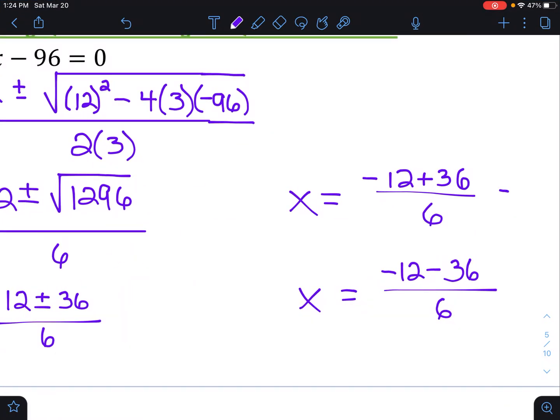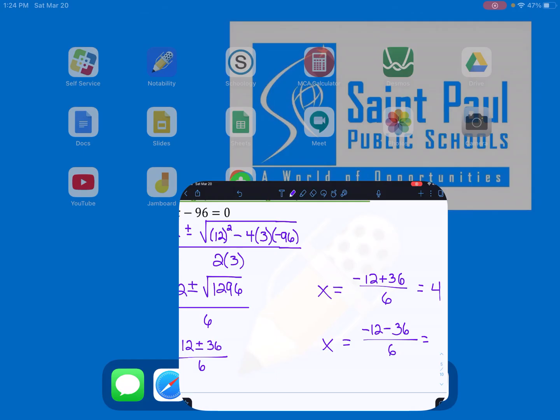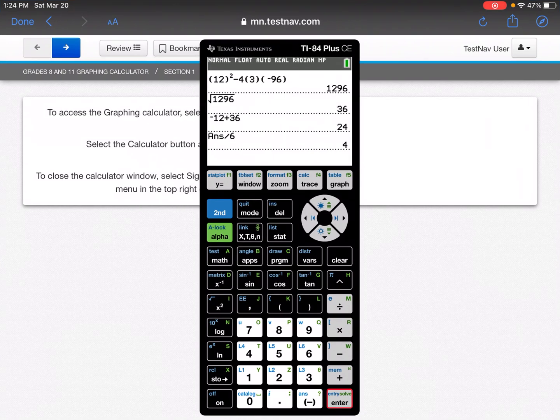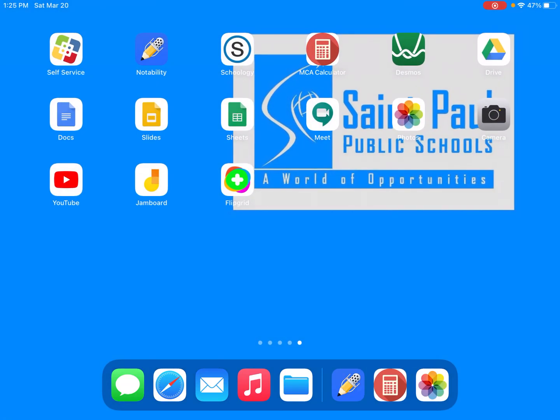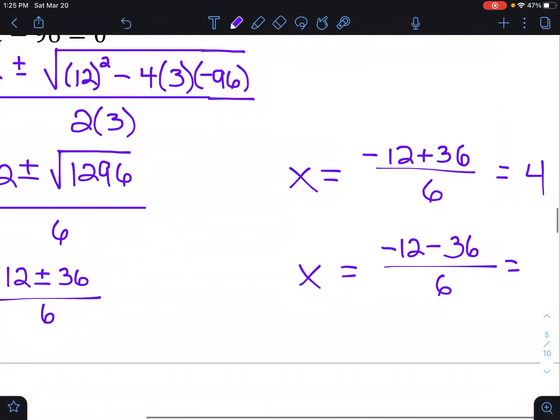Okay, so this is 4. And then here, negative 12 minus 36. Hit enter, divide by 4. If you don't hit enter after that top part, you got to simplify the top before you can divide. If you don't do that, you'll get it wrong. So negative 12. So this is negative 12.